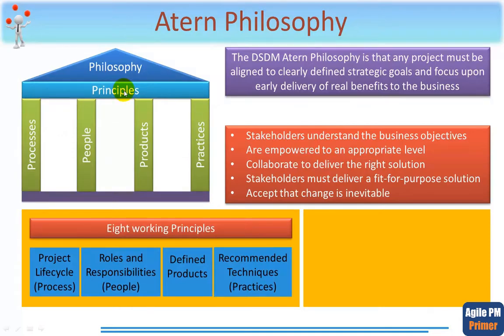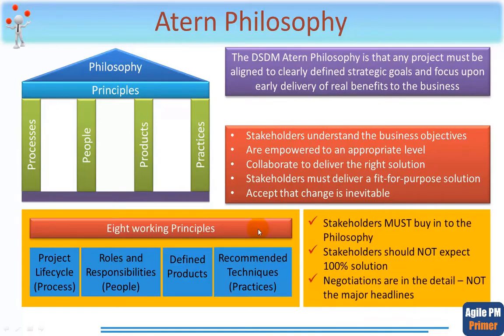You'll see here that the philosophy is underpinned by 8 working principles, and it consists of processes, people, products and practices. The processes cover the project life cycle, the people covering their roles and responsibilities, and a set of well-defined products. We're talking here about solution, management and business products, which we'll learn about in coming modules, and a set of practices or techniques. We'll look at the 8 working principles in the next module. So let's summarize this philosophy.